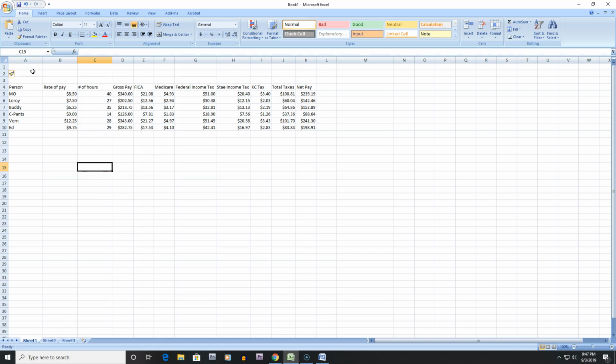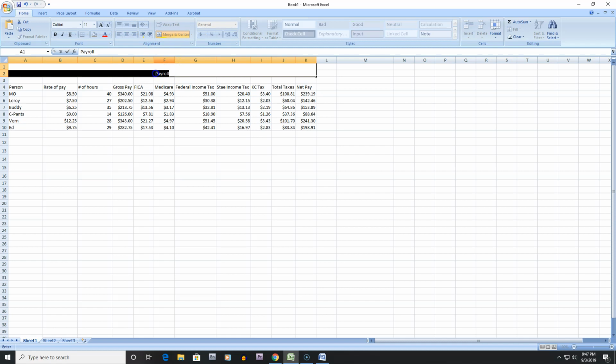And now what I'm going to do is I'm going to select these top 2 and come all the way out here, and I'm going to merge and center. And in here, I'm just going to name this payroll. Okay. And so I've named it payroll, and now I'm going to highlight that because I want to make it a little bit bigger. I'm going to center it, which didn't do anything. But I will make it a little bit bigger. I'm going to make it bold.